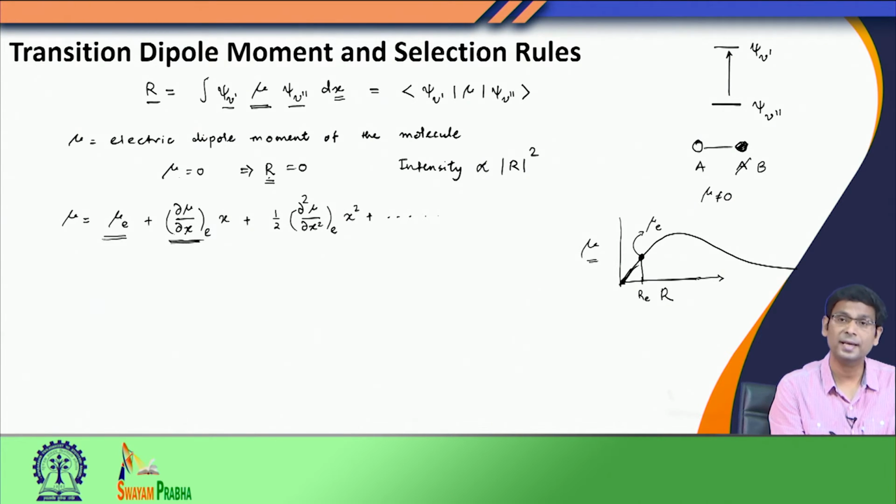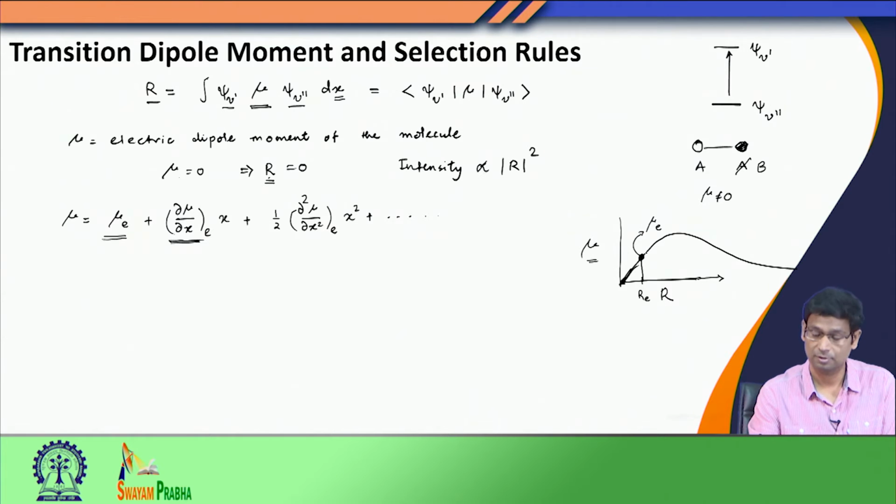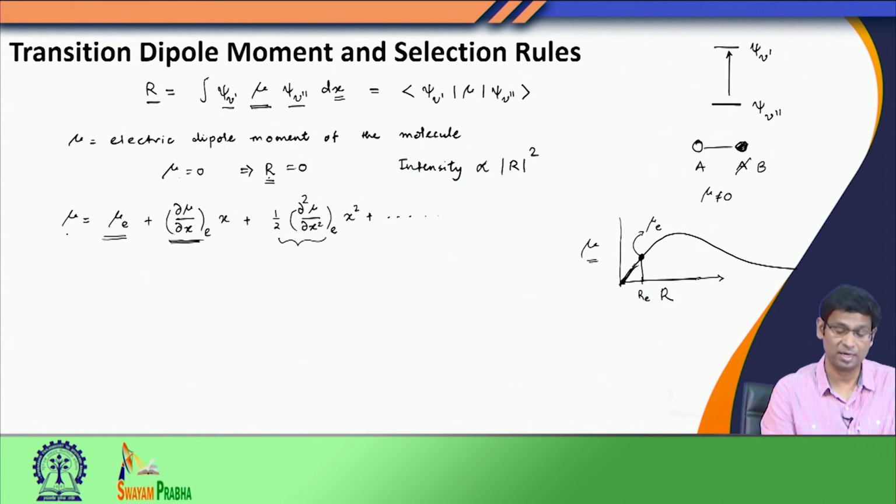Now, this d mu by dx is essentially the slope of this mu curve at r equilibrium, at the equilibrium geometry. So, this value d mu by dx, the first derivative of the dipole moment, is going to change from molecule to molecule, because this is molecular specific information. And what about this term? This is the curvature of the dipole moment against the coordinate at r equilibrium. So, this talks about the curvature, this talks about the slope. So, this is how I define my mu.